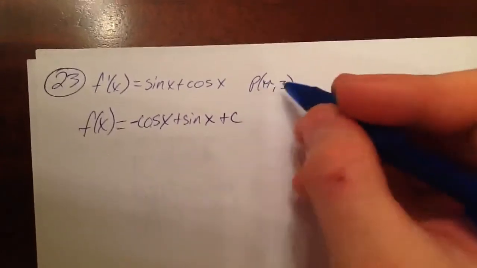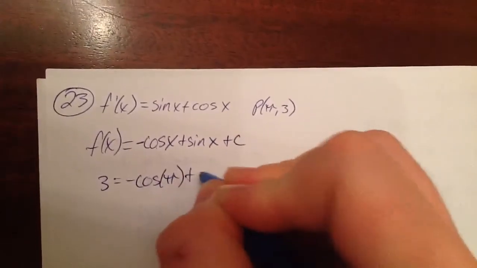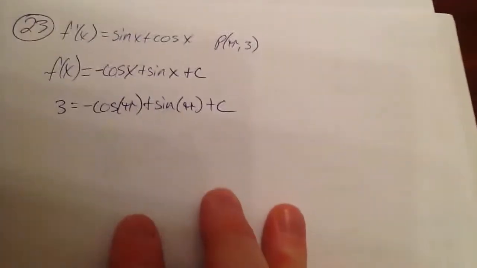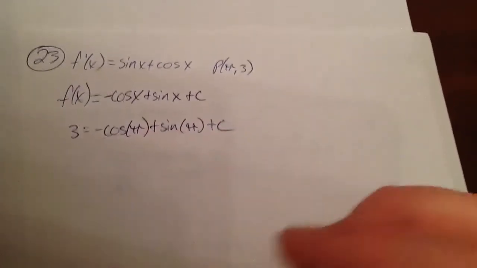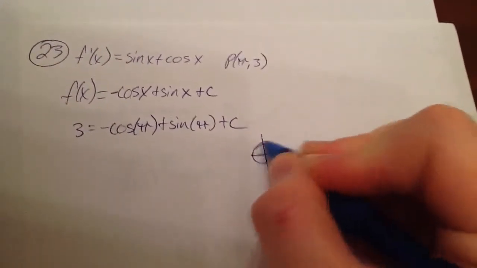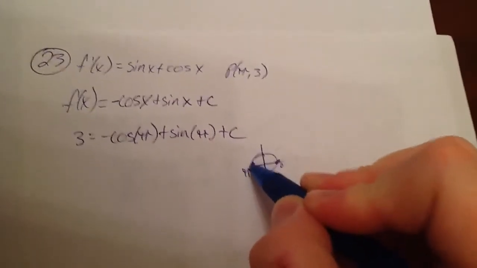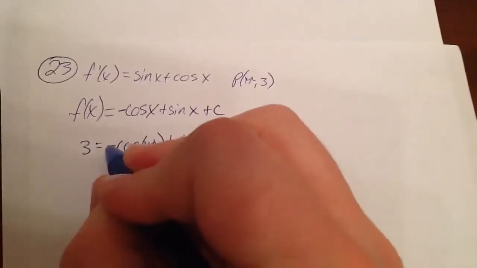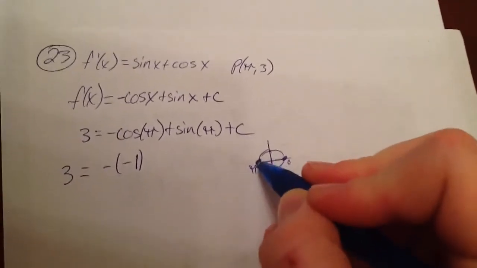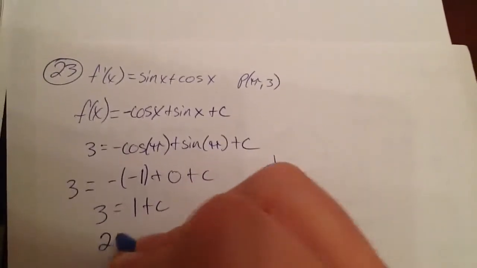It goes through that point, so plug that in for x and that in for y, so 3 equals negative cosine pi plus sine pi plus c. Gotta do a little unit circle action here. Pi is over here. Cosine is the x direction, so the x coordinate of that is negative 1, so that's negative negative 1. And sine of pi, the y value, is 0. So that's 1 plus 0 plus c equals 3, c equals 2.